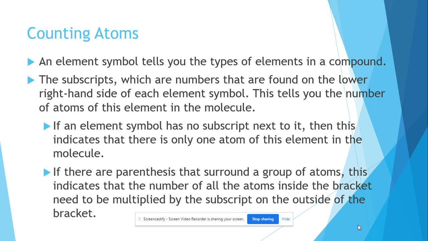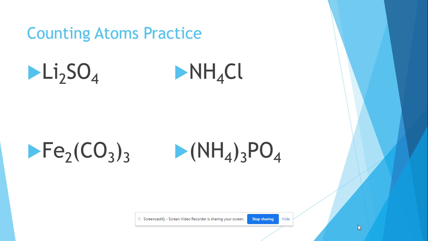The second thing that people usually get stuck on or make mistakes on is what if there are parentheses. If there are parentheses that surround a group of atoms, this indicates that the number of all atoms inside those parentheses or brackets have to be multiplied by the subscript on the outside. Here we have 4 examples of us counting atoms. I'm going to do 2, and then I'm going to let you do 2 on your own.